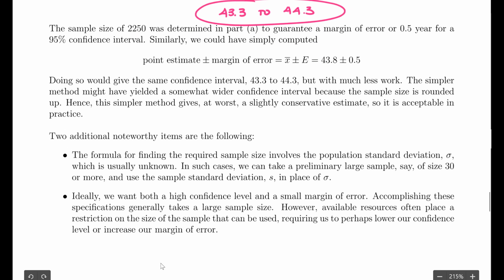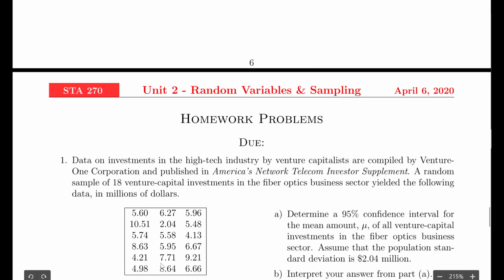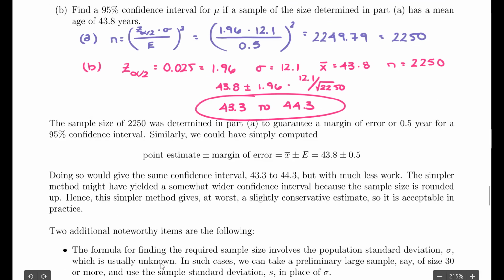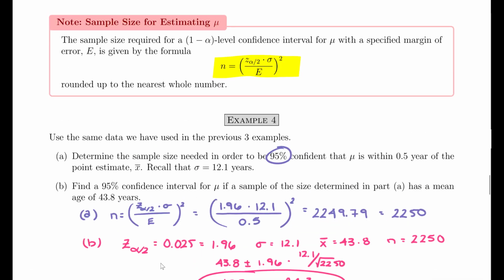Take just a couple of seconds after we're done and read through these two bullet points, and then you guys are ready to knock out the homework. This is more computation than anything, and it should be fairly straightforward.